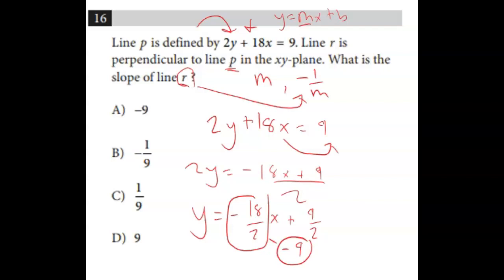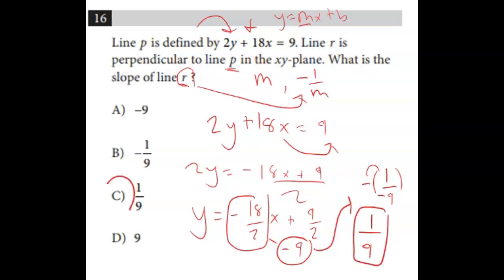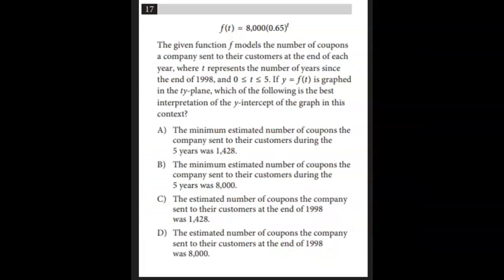We need the slope of line R, so we need to take the negative inverse of negative 9. So we're going to put that negative 9 over 1, and we're going to make a negative out of it. But obviously a negative on a negative will make the slope of line R a positive 1/9, and that's going to be answer choice C. All right, number 17.